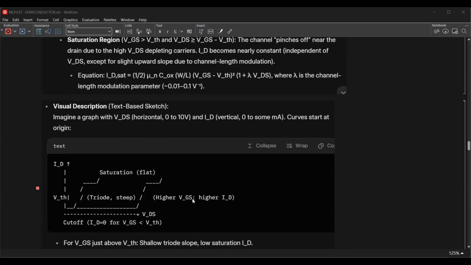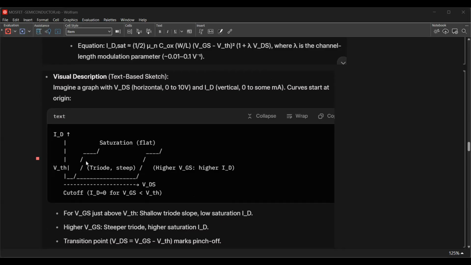We have the visual description here, a text-based sketch. Imagine a graph with VDS on the horizontal axis, 0 to 10 volts, and ID, the drain current, on the vertical axis, 0 to some milliamperes. Curves start at the origin. So we have the triode region, the saturation region, and the cutoff region, where the drain current is equal to 0.